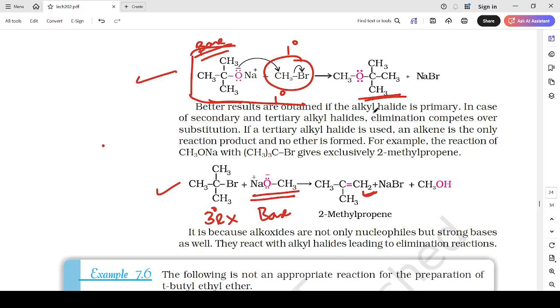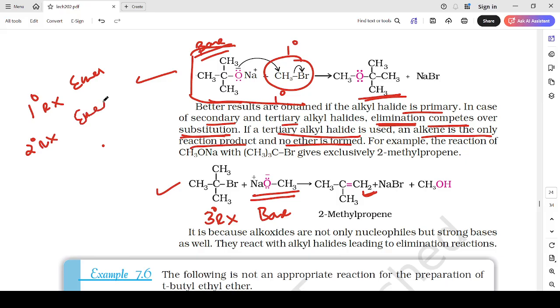Better results are obtained if the alkyl halide is primary. In case of secondary and tertiary, elimination competes over the substitution. If tertiary alkyl halide is used, an alkene is the only reaction product and no ether is formed, as I mentioned. If it is primary alkyl halide, you have ether. If it is secondary alkyl halide, you have ether as well as alkene. If it is tertiary alkyl halide, you will have only alkene. Clear? Ma'am, so for secondary, it will be like a major minor product, right? Yes, yes. Alkene will be your major and this will be your minor.